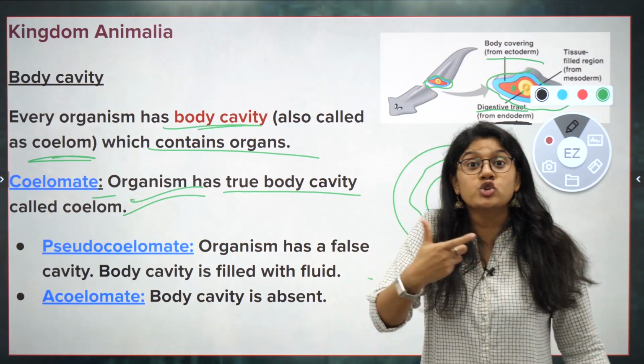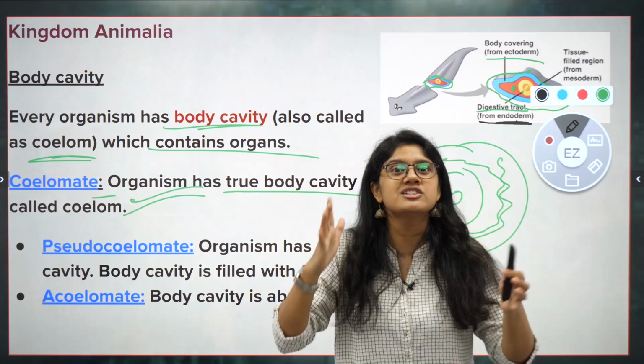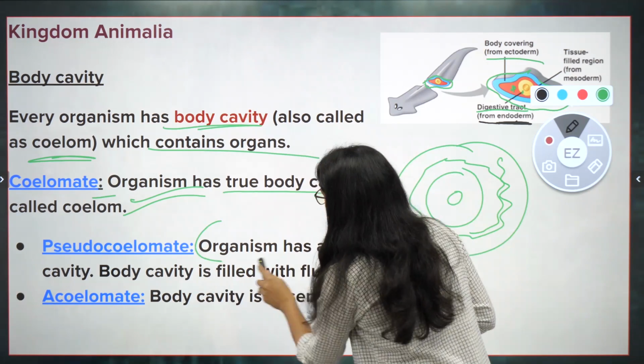Second is called the pseudocoelomate. Now what happens with pseudo? Pseudo means they're trying to fool us. It's a false cavity.